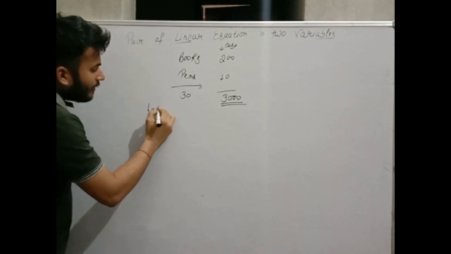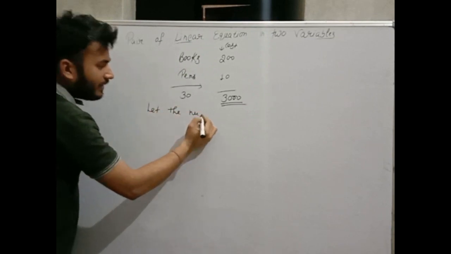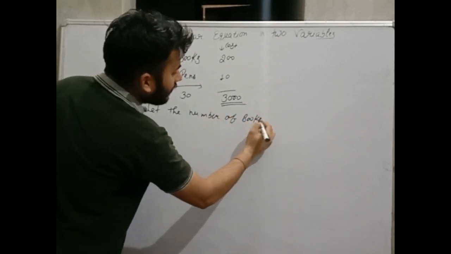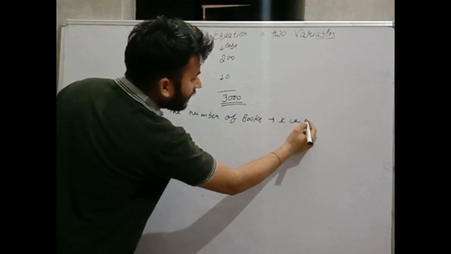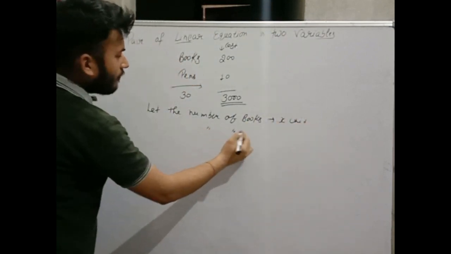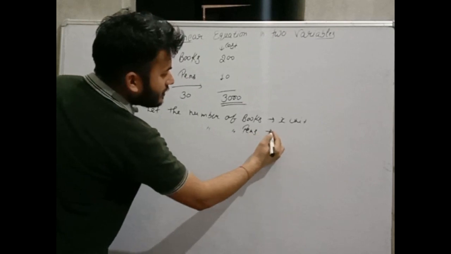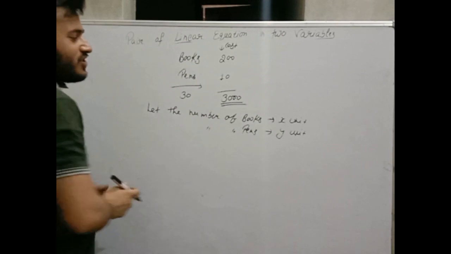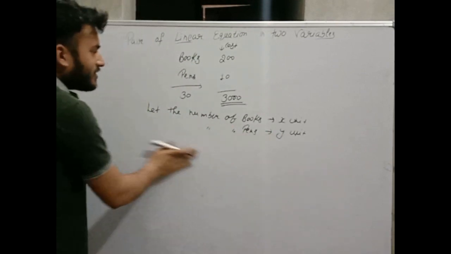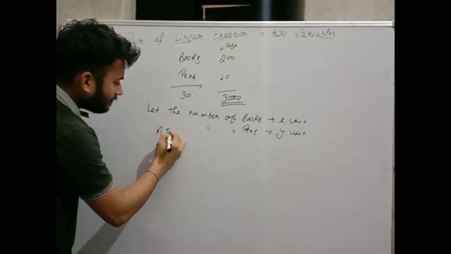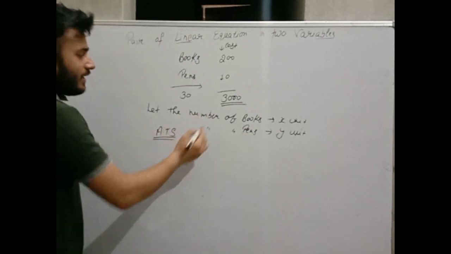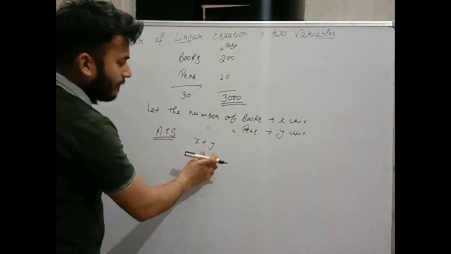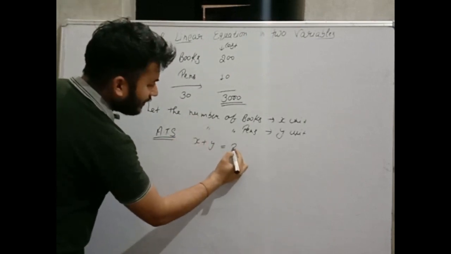Let the number of books we buy be x units and the number of pens be y units. We purchased x books and y pens. Then according to the statement, x plus y, meaning number of books plus number of pens, is equal to 30 units.